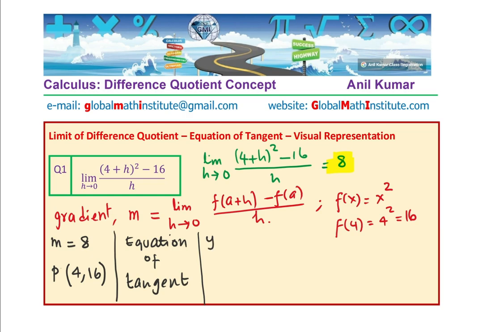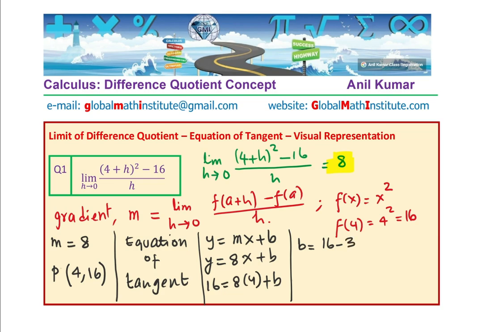The equation of tangent will be y equals mx plus b, right? So in this case, slope is 8, right? Let's find b first, right? So y is 16 for x equal to 4. And that helps us to find the value of b, correct? So we can say b is equal to 16 minus 8 times 4, which is 32, so b is minus 16.